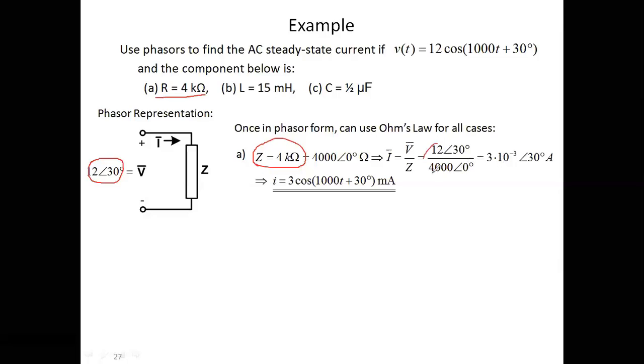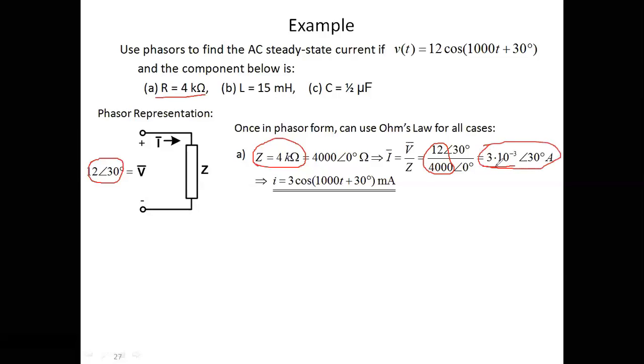If you do this, this gives you 3 milli, that's 3 times 10 raised to the power minus 3, which is 0.003. The angle is going to remain the same because it's just going to be 30 minus 0. Phase angle at the numerator minus phase angle at the denominator gives us 30 minus 0, which is 30. So this becomes the current that we're looking for in phasor form.